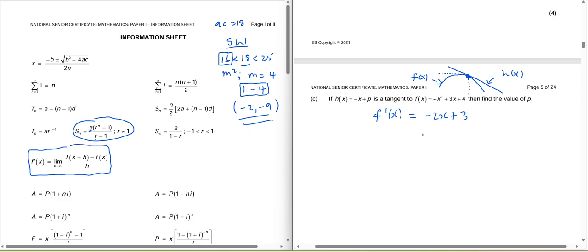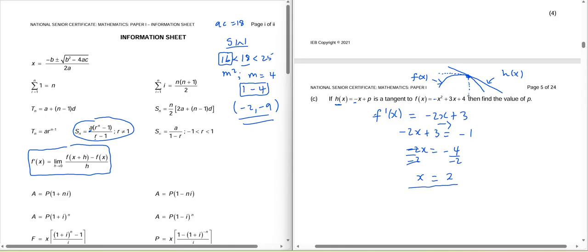So what do I know? To connect the derivative to h of x, the gradient is the coefficient of x, which is minus 1. So I say minus 2x plus 3 equals minus 1. Minus 2x equals, if we throw 3 to the other side, minus 4. Divided by minus 2, it means that x is going to be 2.